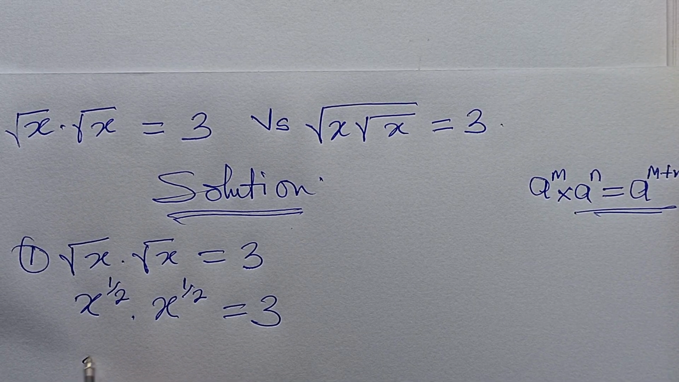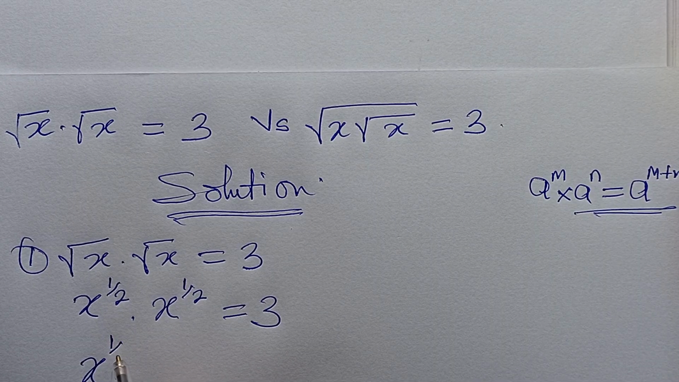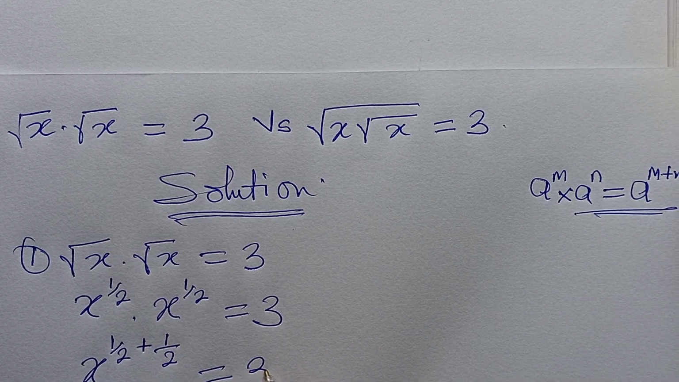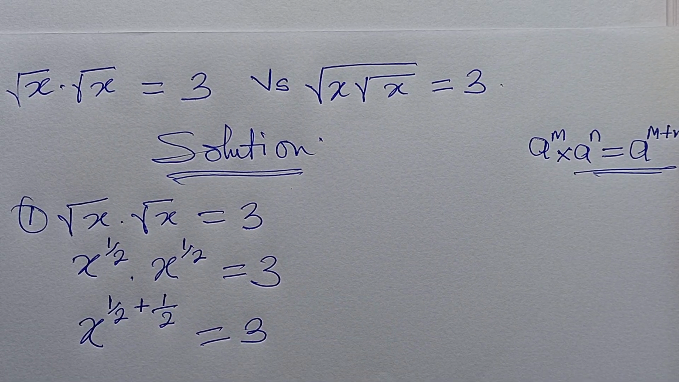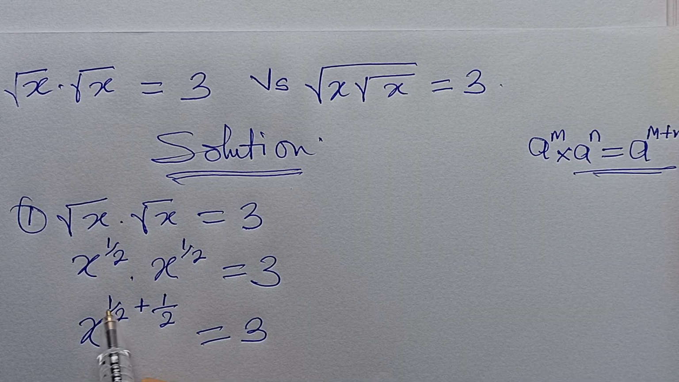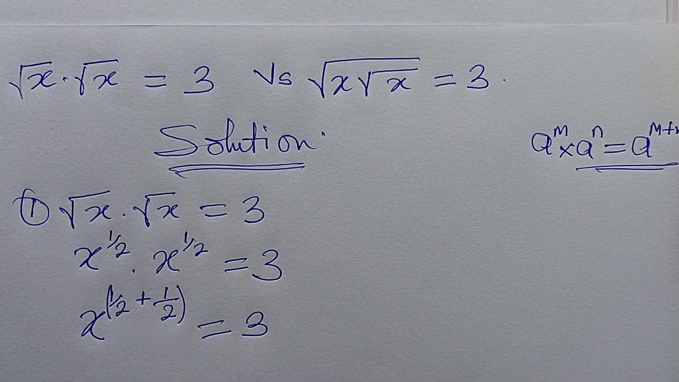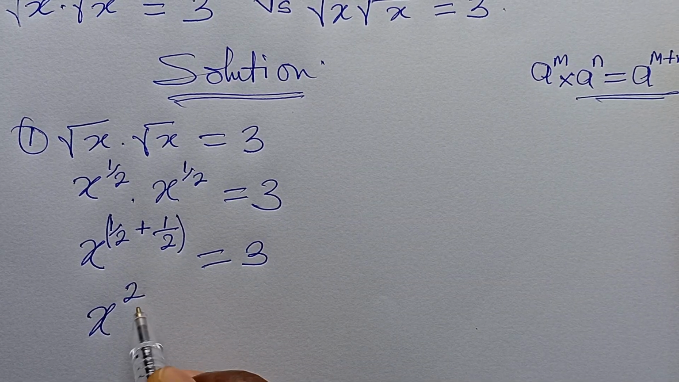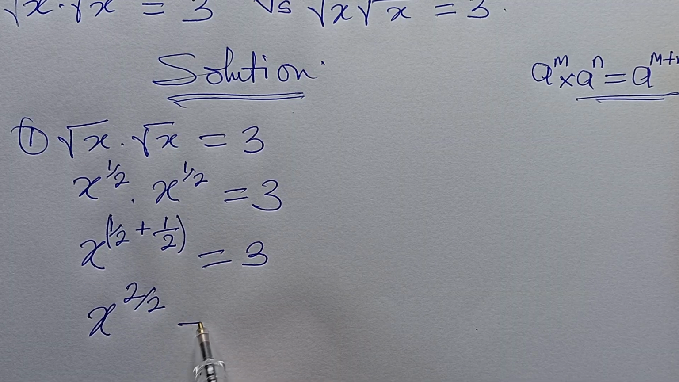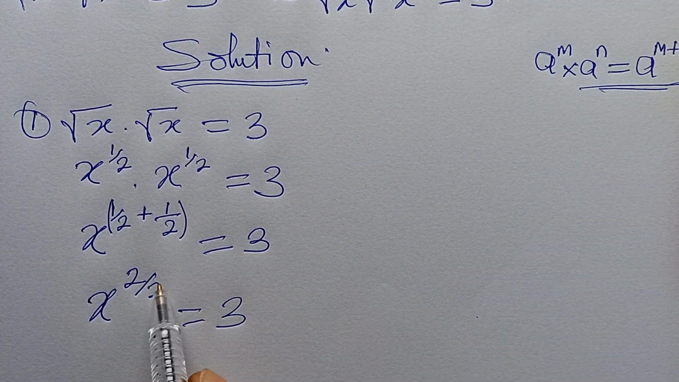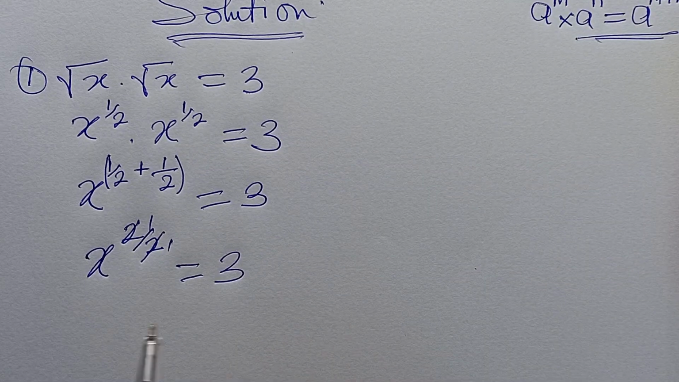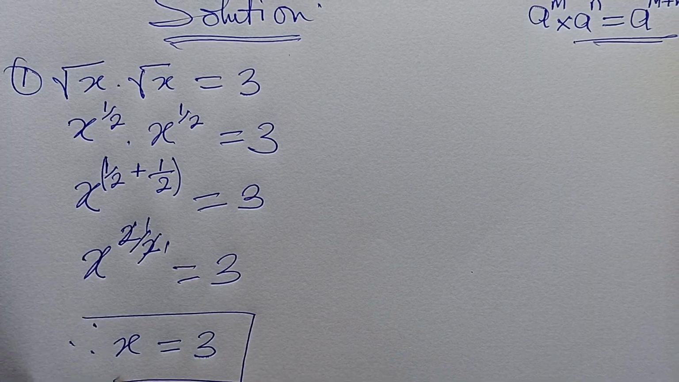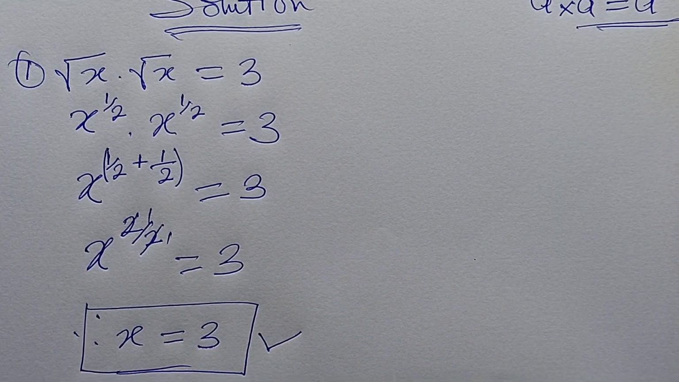This gives us x to the power of 1 over 2 plus 1 over 2, everything equal to 3, right? Good. So if we add up these two quantities in the exponent, let's put this in brackets for a better representation: we have x all raised to the power of 2 over 2, everything equal to 3. So 2 over 2 is 1, and therefore x is equal to 3. This is the value of x that satisfies the original equation.